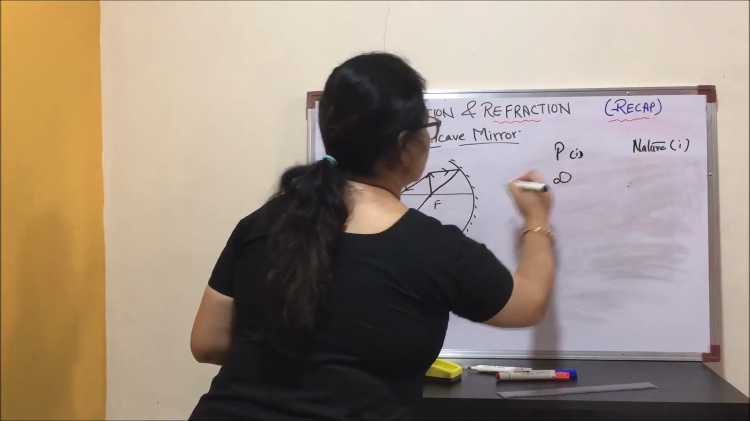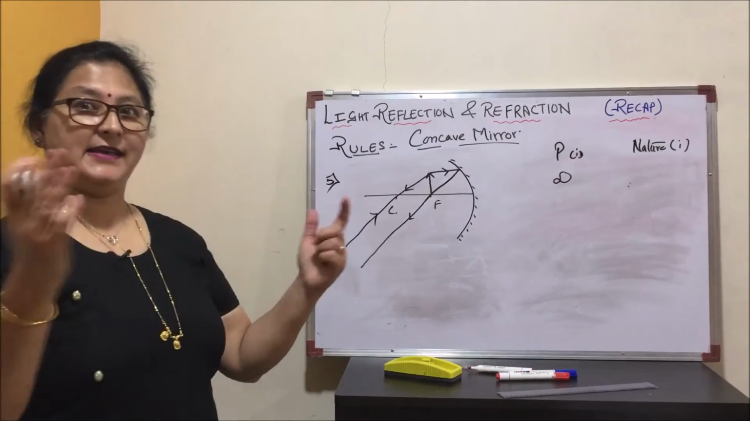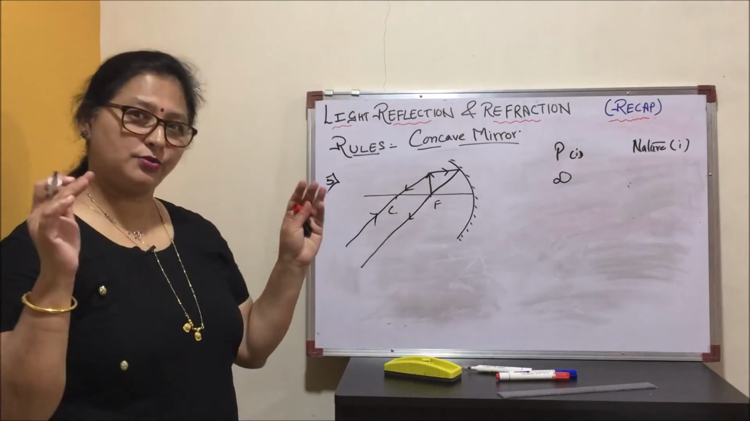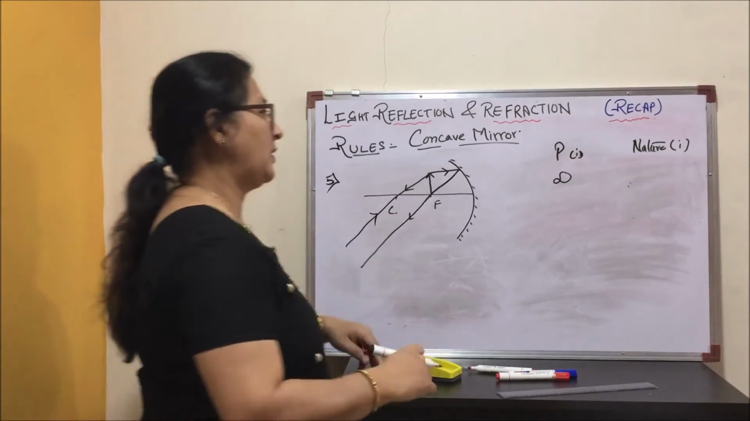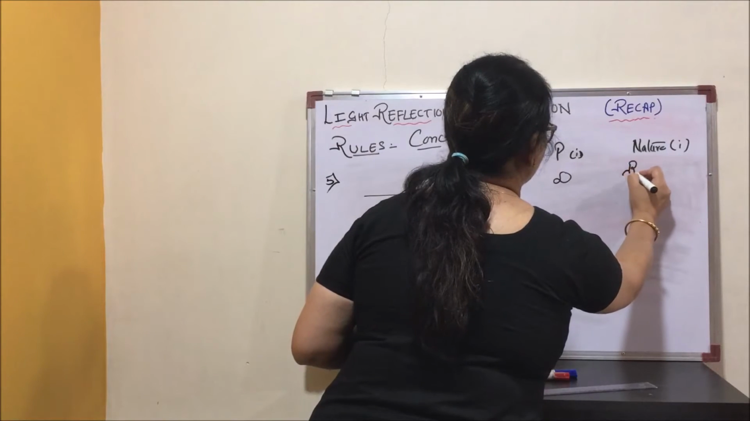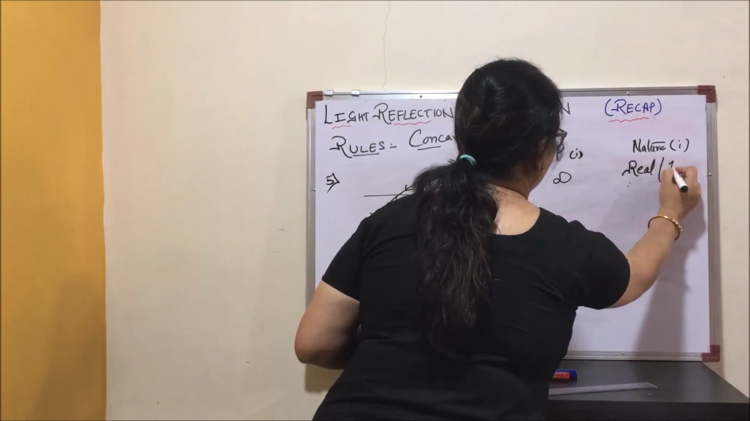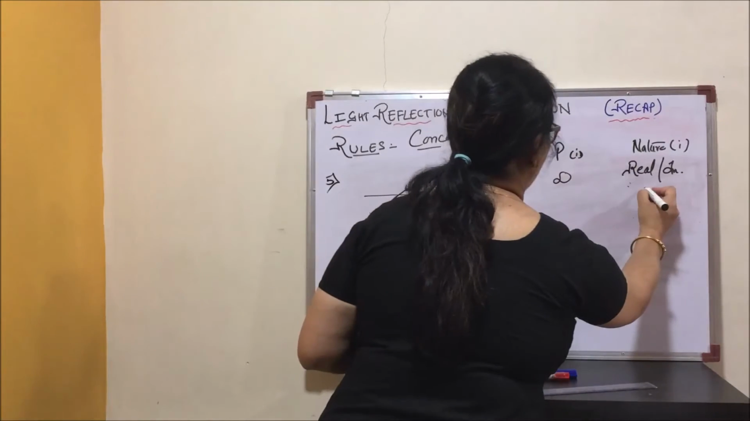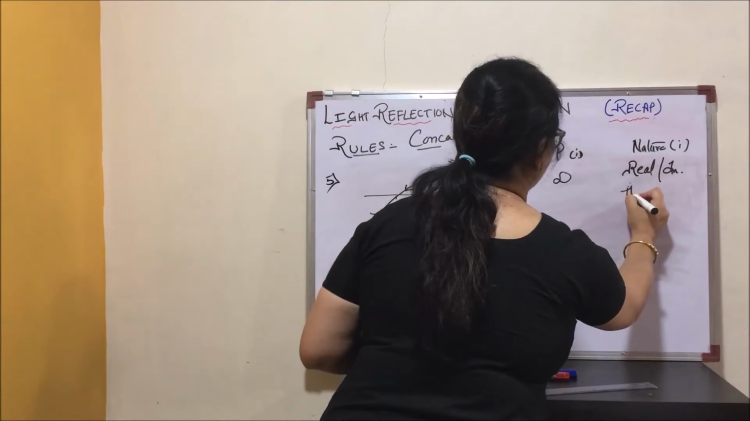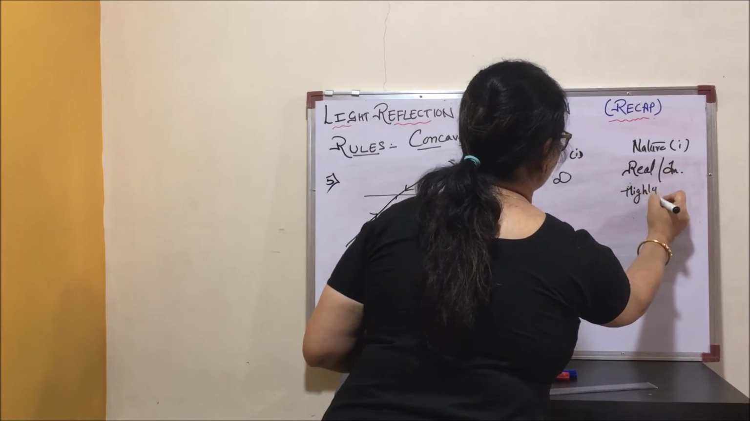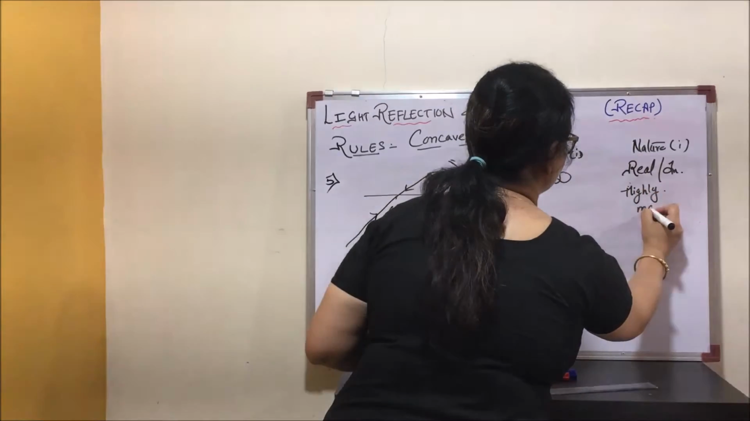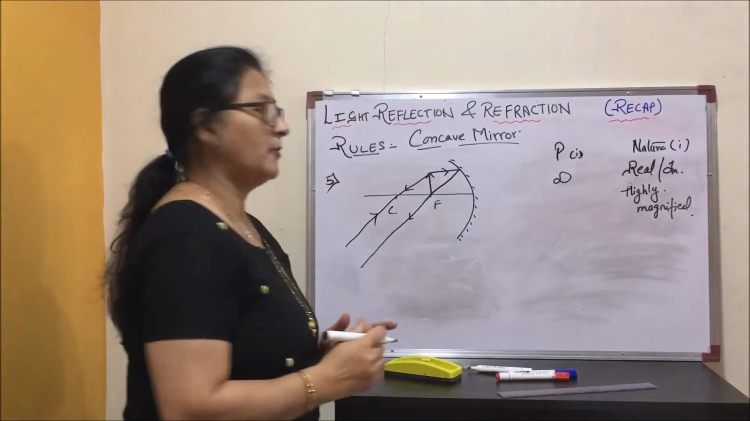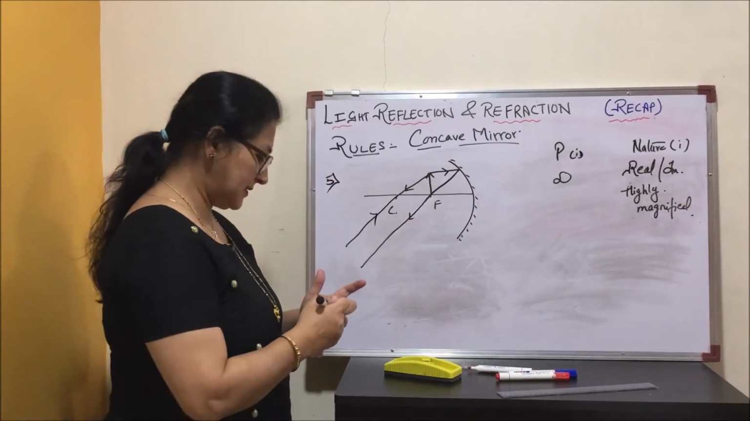It will be at infinity and the nature will be highly enlarged. Real, yes, because they are going to meet somewhere. So they are going to meet really. So real then inverted, real and inverted goes hand in hand, and highly magnified. Okay, this is all about the fifth one, and let's do the sixth one.